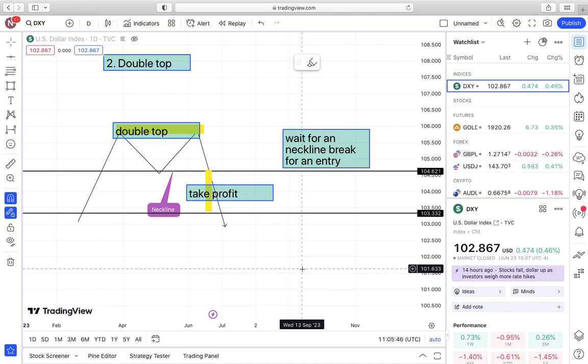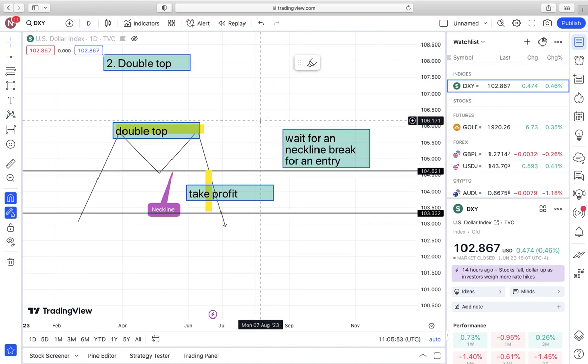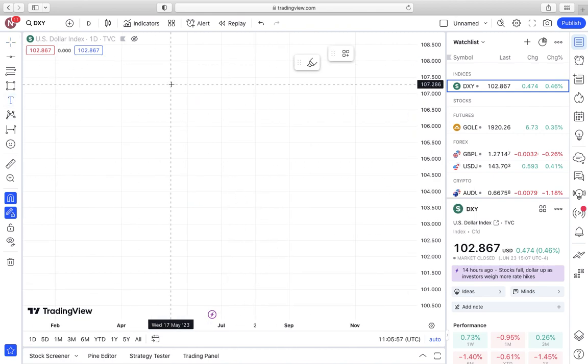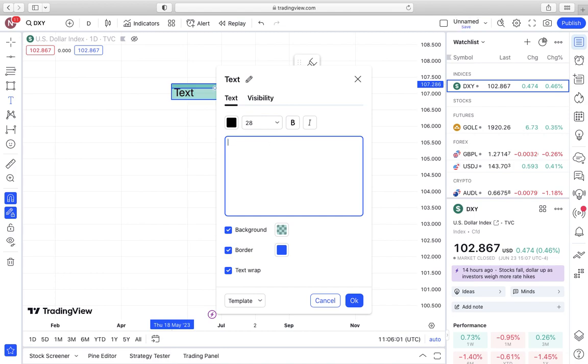Now, there are 3 entry points where you can enter the market of a double top, which is very important. We have 3 entry points of a double top. Let me remove this, then I show you. The 3 entry points of the double top: we have what we call entry at the neckline break. The first one is entry at the neckline break. That is the entry at the neckline break.